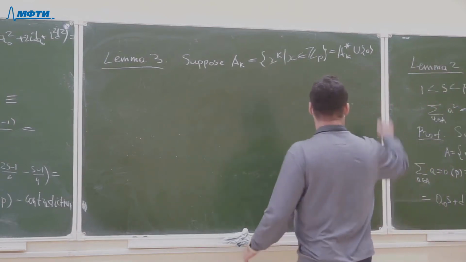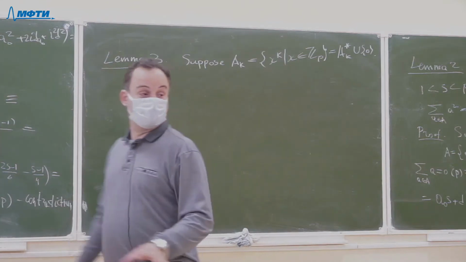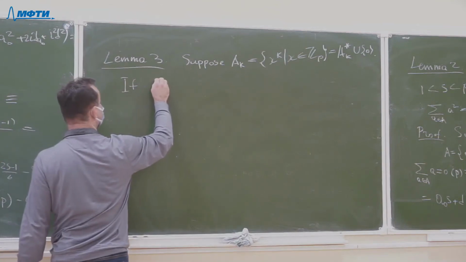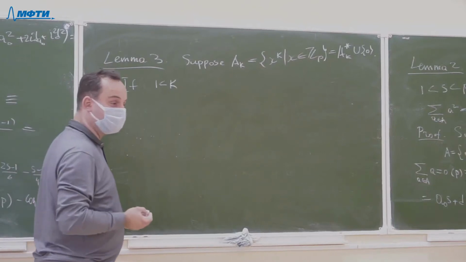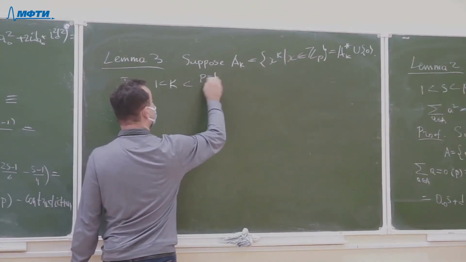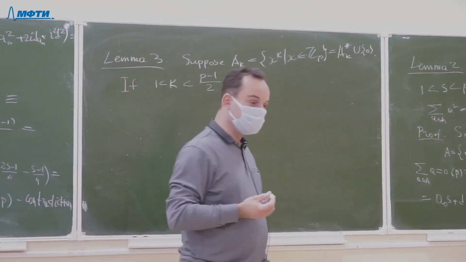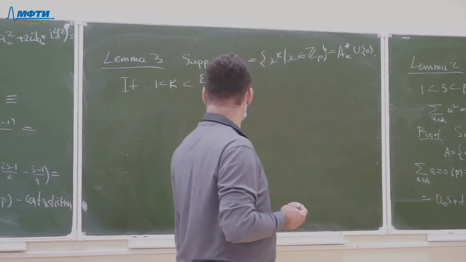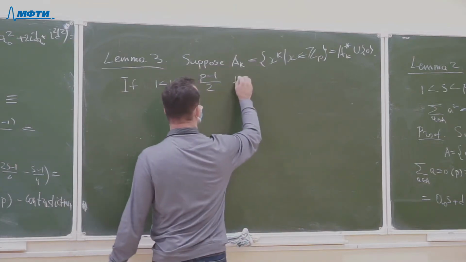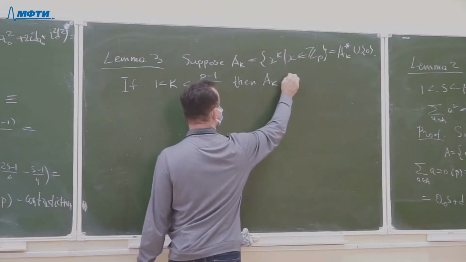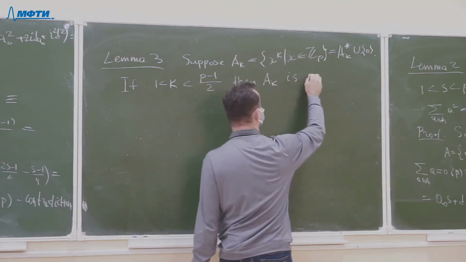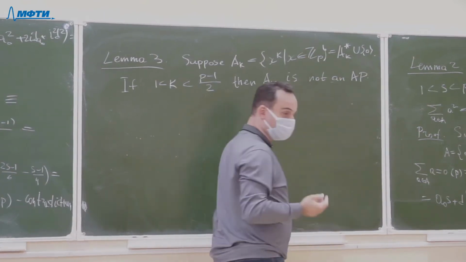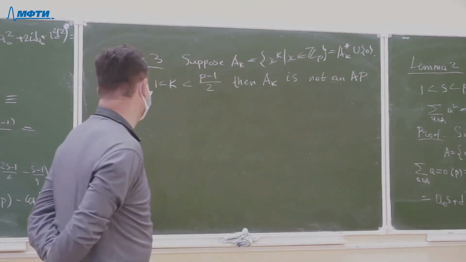So, well, what do we need to show? We need to show that if K is between 1 and strictly smaller than (P-1)/2, then A_K is not an arithmetic progression. Well, proof.